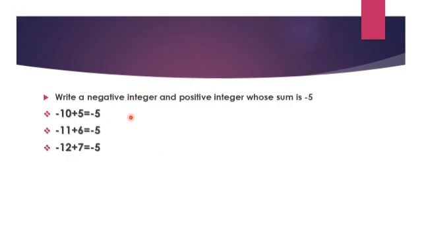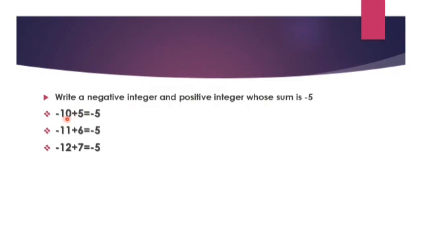Then the next one, write a negative integer and a positive integer whose sum is -5. With a negative and a positive integer, the sum of these two integers becomes -5. You can see that it's very simple. -10 plus 5. -10 is a negative and 5 is a positive. Whose sum is -5, so we use the operation of addition. In difference, we use the operation of subtraction, and in sum we use the operation of addition.